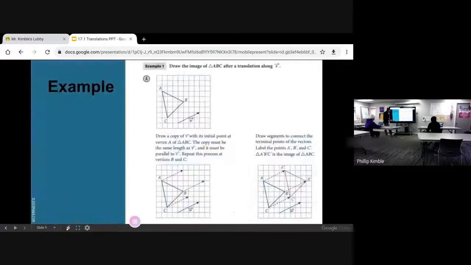Back to it. Draw the image of triangle ABC after a translation along vector B. First things first, what's our vector going to be? Remember, we have to know our A, and then we have to know our B. What's this point called? Initial point. And then we have our terminal point. Good.